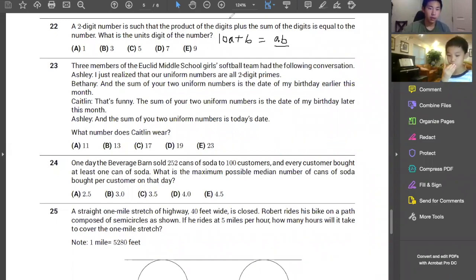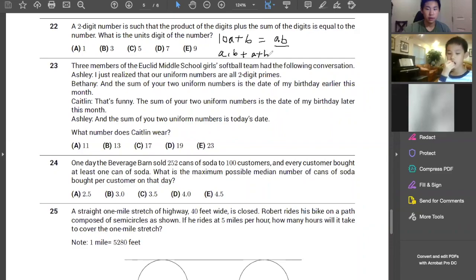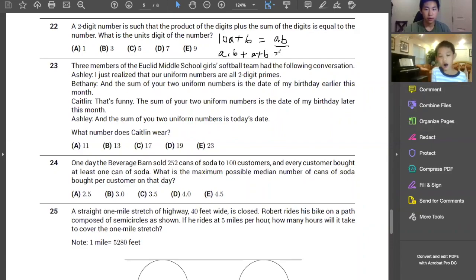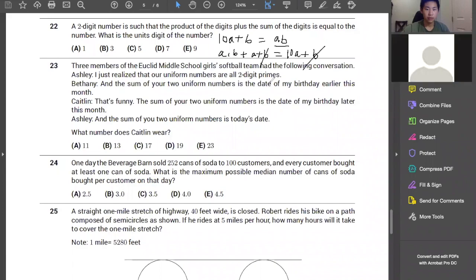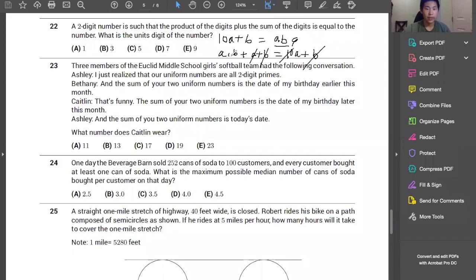And we're told that the product of the digits, so A times B, plus the sum of the digits, A plus B, is equal to the number, which we said was 10A plus B. So we see that we have B on both sides, so we can cancel these out. And then we have A times B plus A equals 10A. So if we subtract A from both sides, this 10A would become 9A. So we have A times B equals 9 times A.